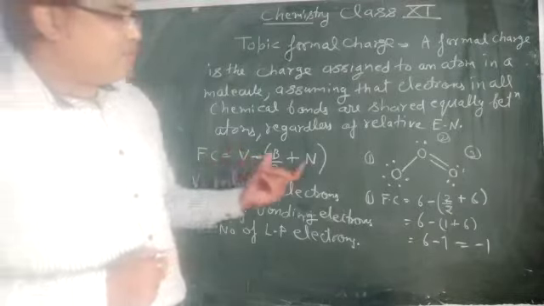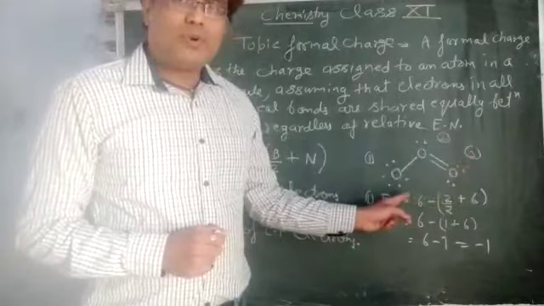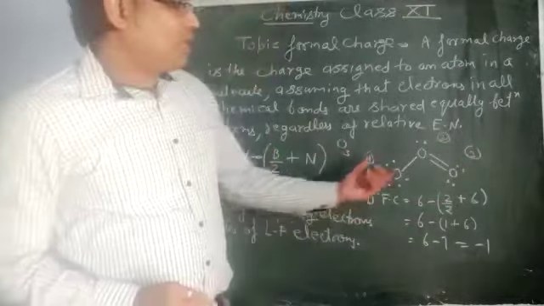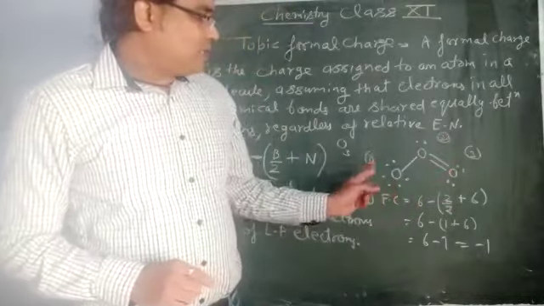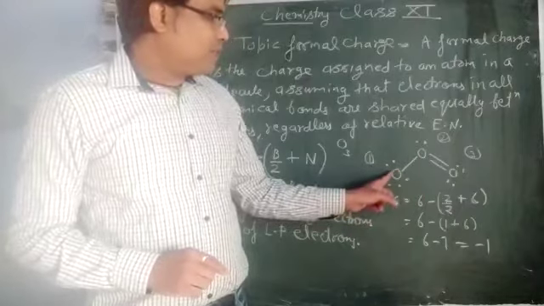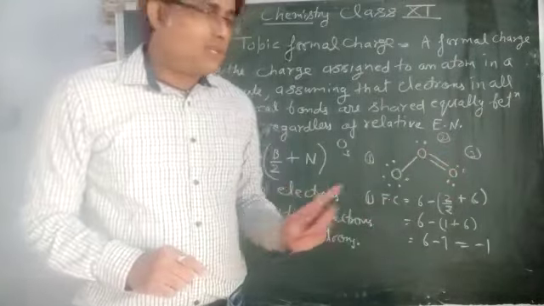So we take one simple example, the ozone molecule. I have drawn the structure of the ozone molecule. You know the molecular formula is O3. So you can see we have 3 atoms here. That is the first atom, suppose this is the second and third. We are calculating the formal charge of the first atom.